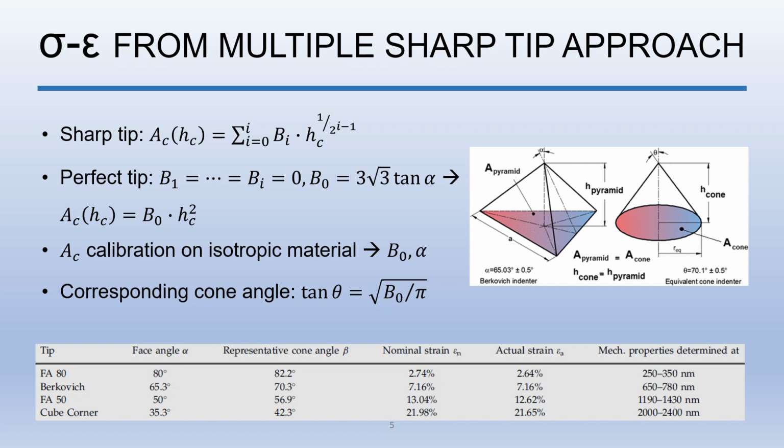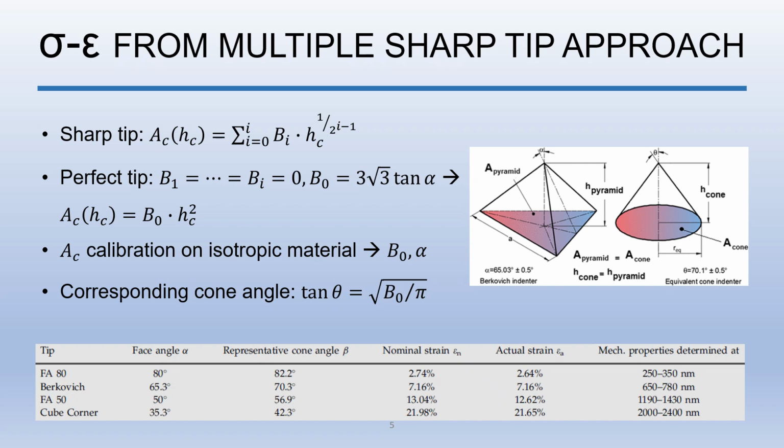For sharp tips, the projected area is described by the first formula reported in the slide. Considering a perfect tip, the geometry constants b1 to bi become 0, and b0 depends on alpha, the phase angle. The terms after the lead term will mainly account for tip imperfections. By calibration of the area function on an isotropic material such as fused quartz, one can assess b0 experimentally and determine the actual phase angle.